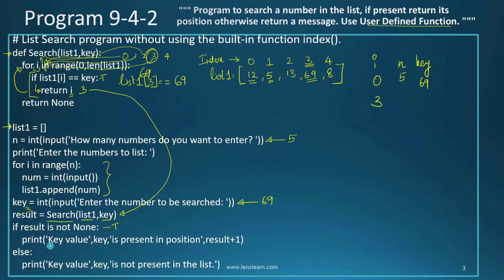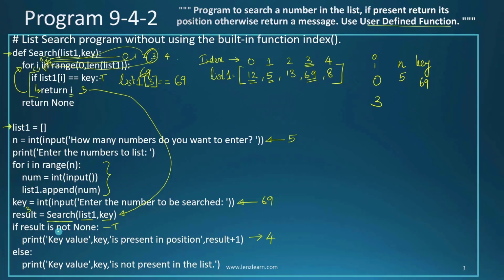So now I will print key value 69 is present in position result plus 1. So I will print here 4. Why? Because you see 69 is actually available in the 4th position. If the question says you have to print the index value, then you have to print 3. But if the question says you have to print the position value, then position always starts with 1, 2, 3, 4 like that. Alright, so you just have to add 1 before you print the result. So now it will print 69 is available at position 4 in list 1.